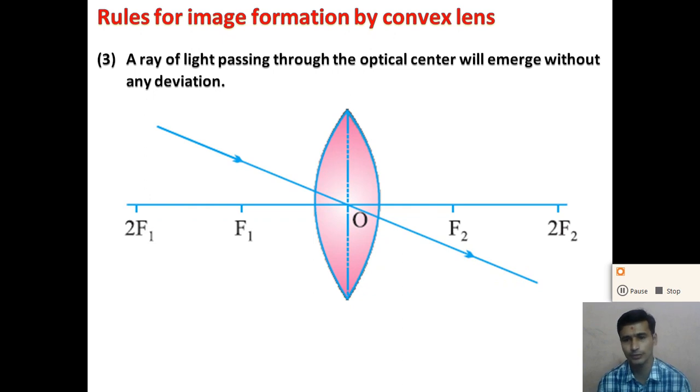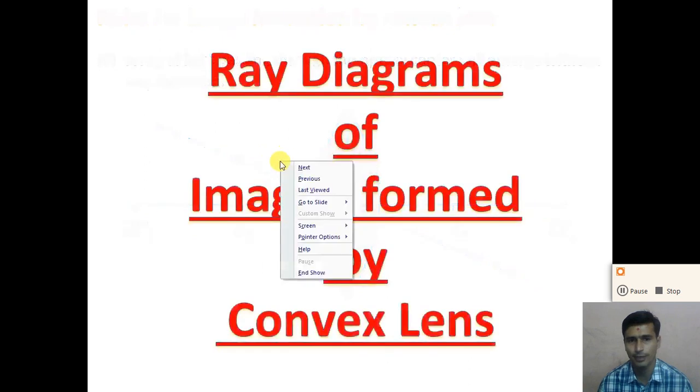So dear student, you have to remember all three rules for making a ray diagram by a convex lens, or the image formation by a convex lens with various positions of the object. So let us revise once again all three rules, right? What is the first rule?